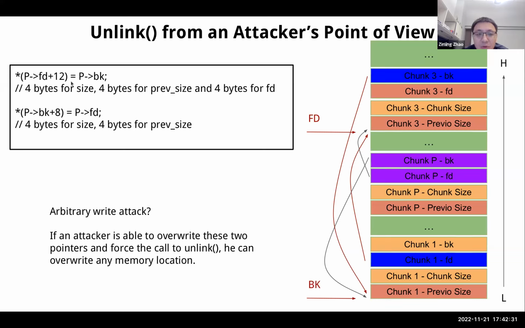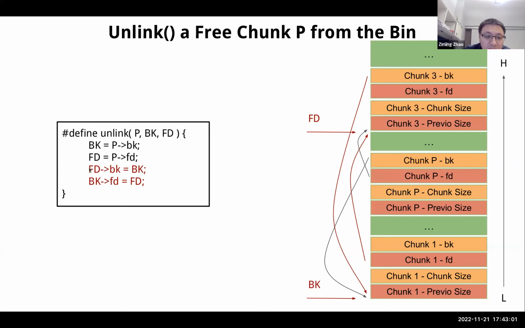We have that 12 because previously this forward points to here. But we're going to overwrite this object's backward pointer with our own backward pointer. So this part will be updated by this part. And this part's address is determined by this one. Okay, so which means the third line of code here, if we can control FD and BK, gives us an arbitrary write vulnerability.